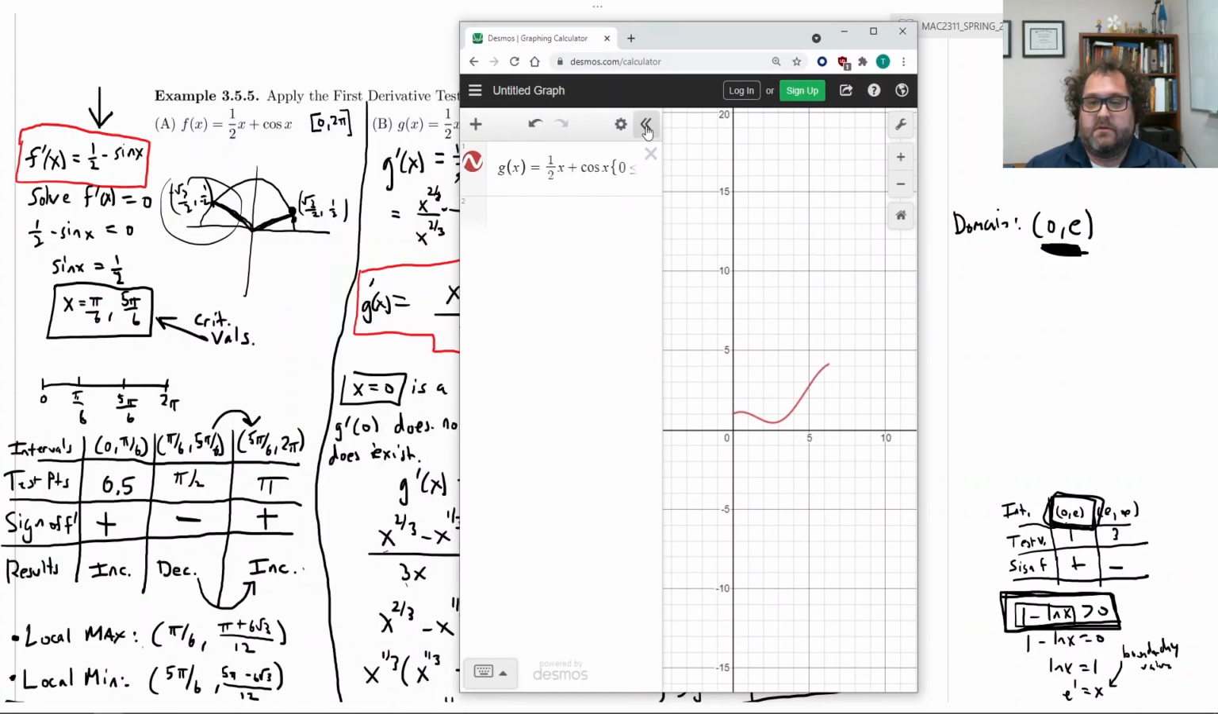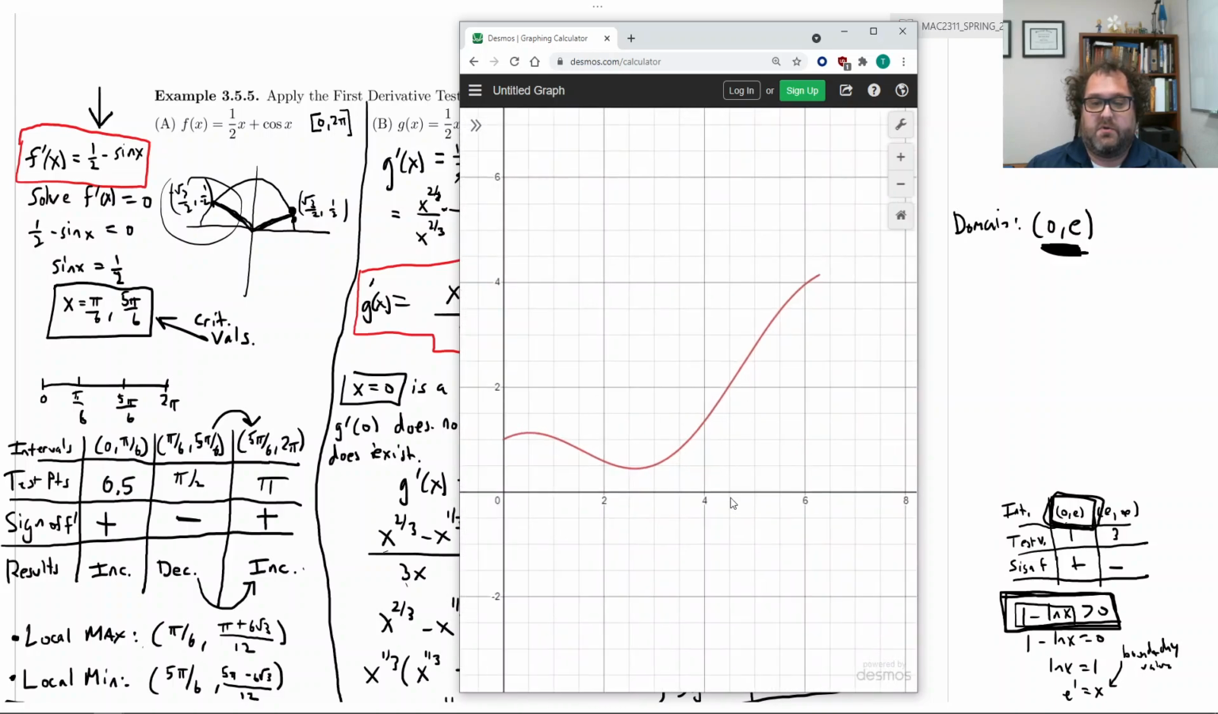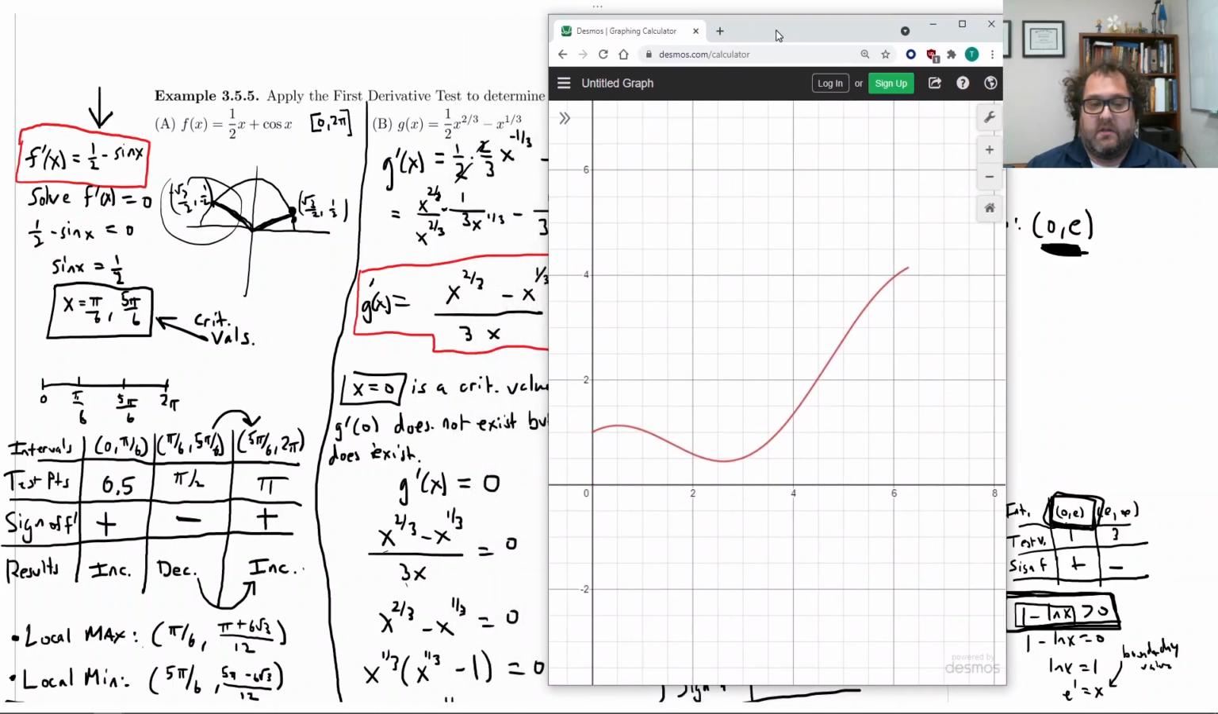Okay, so what do we say? There is our function over the restricted domain. We said there was a local max at pi over 6. Yep, pi over 6 is the location of a local max. A local min at 5 pi over 6. Yeah. And let's see if those y values are correct. The exact y value of the local max is pi plus 6 square roots of 3 divided by 12. Is that about 1.128? Yep, 1.128, so that's the correct y value.